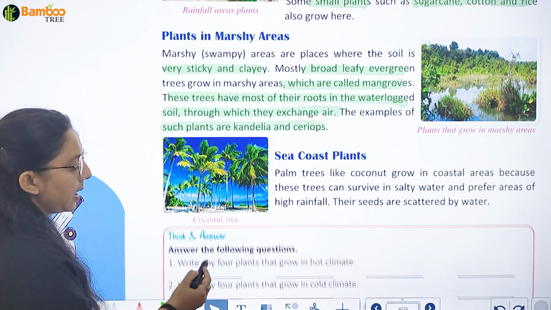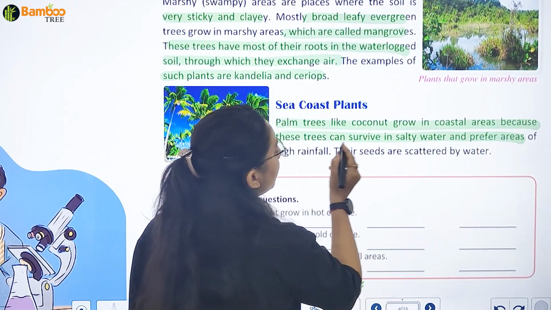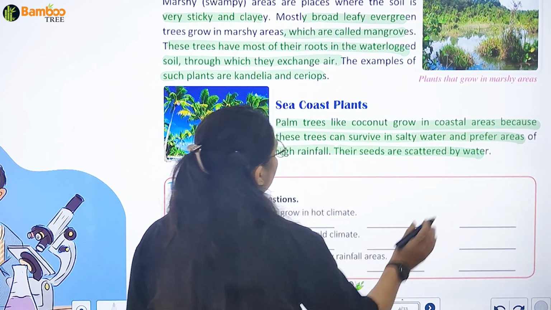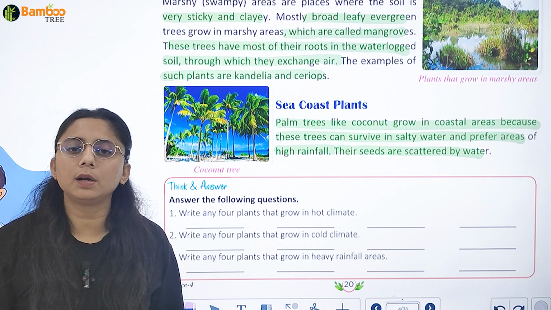Then we have sea coast plants. Palm trees like coconut grow in coastal area because these trees can survive in salty water and prefer areas of high rain. Their seeds are scattered by water. So their seeds are scattered by what?